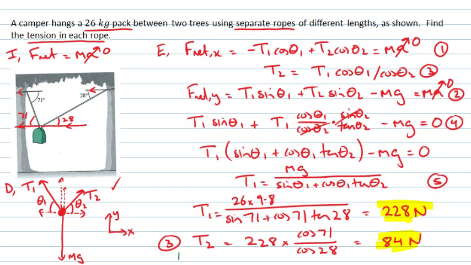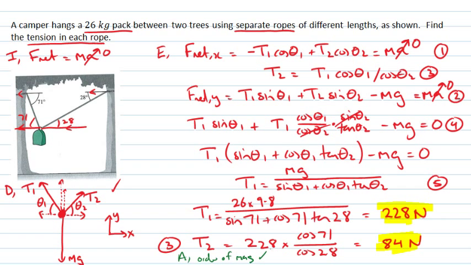So we should go through and assess to see if that's reasonable, as expected. Well, from my diagram, let's have a look over here at order of magnitude. I certainly expect T1 to be larger than T2, so the order of magnitude seems to be correct. We can also say something about the units. All of my units for my angles are unitless, so I've just got a mass times an acceleration, which is a force, so units are also good.